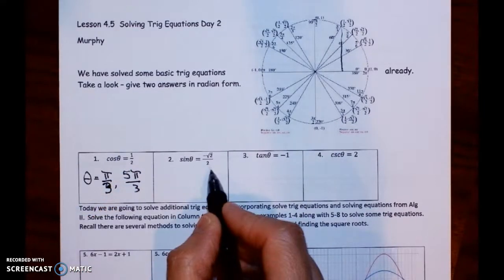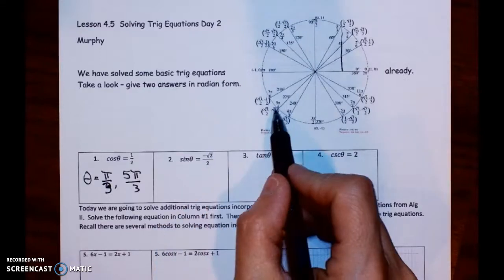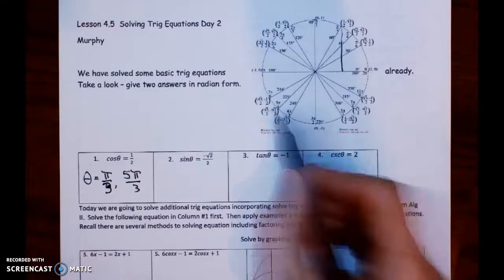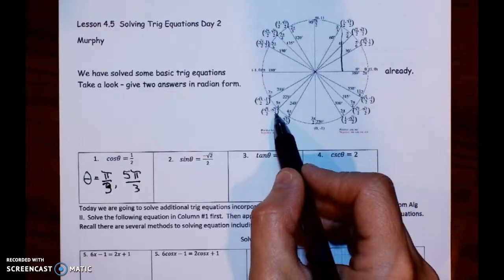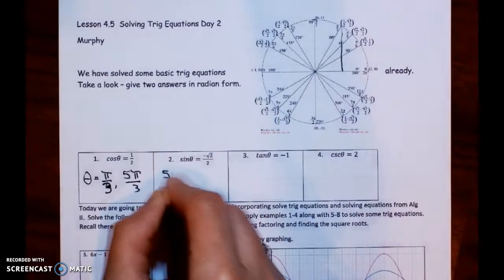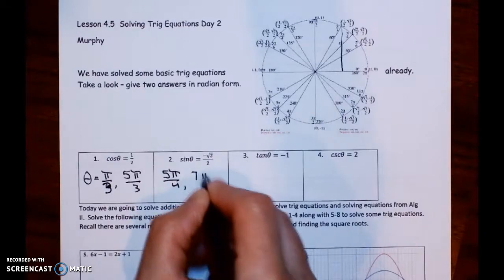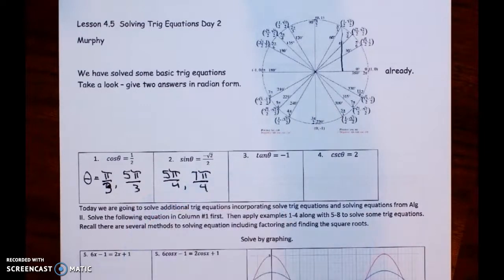Moving on, the sine of theta equals negative radical 2 over 2. That would be down here in quadrant 3 and 4. We're looking at our y value to be negative radical 2 over 2. That is 5 pi over 4, and over here, 7 pi over 4.